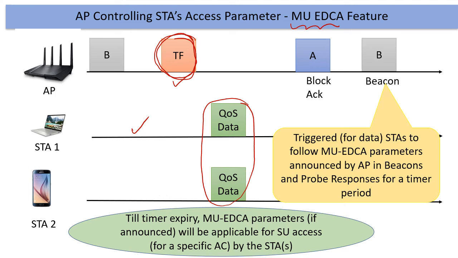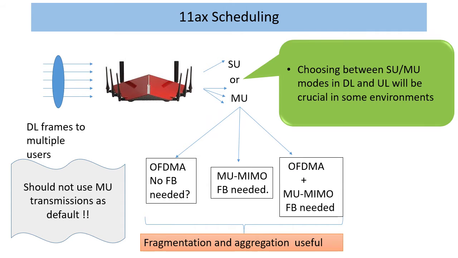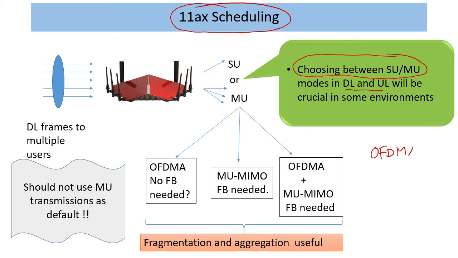The fundamental question still remains that 11ax scheduling has become exceedingly complex if we have to realize the benefits of OFDMA or multi-user MIMO. Whether it is downlink or uplink, choosing the right mode will become important. In fact, it might not be right to ask whether OFDMA or MU-MIMO has been used. Have they been used intelligently would be the right question to ask, in my opinion.